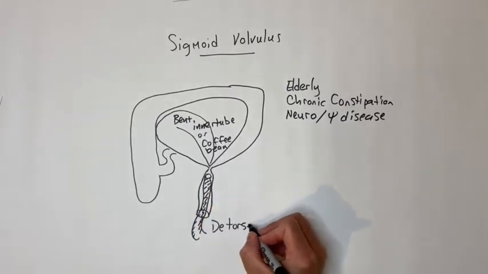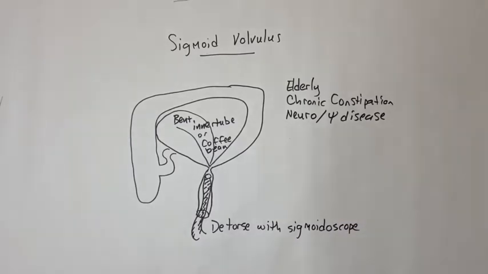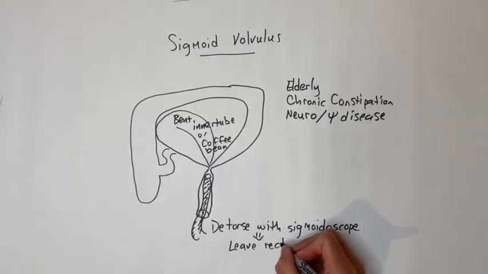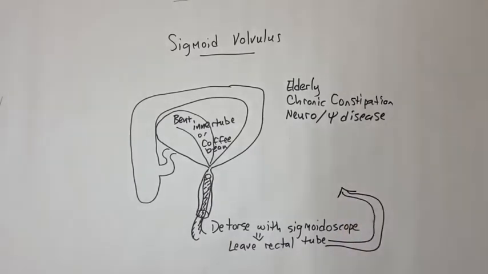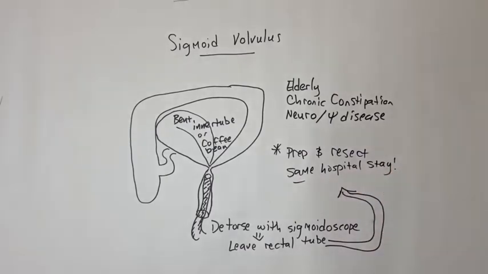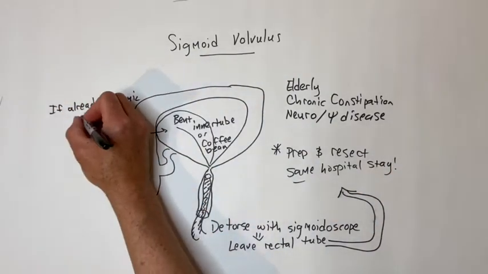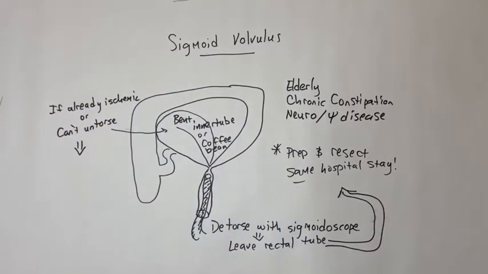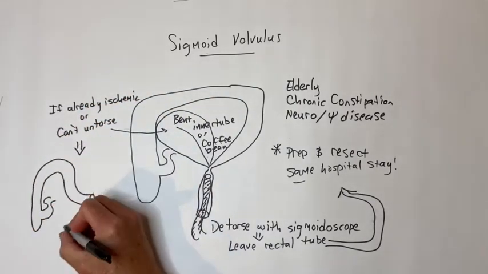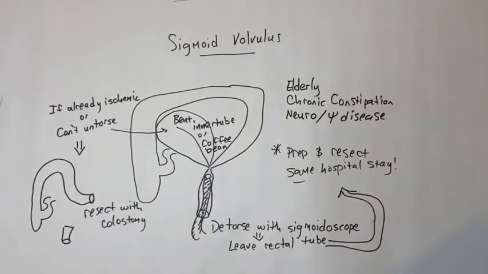If not septic or has peritonitis, try flexible or rigid sigmoidoscopy to detorse and then leave a rectal tube. Then prep the colon and try to do an elective sigmoid resection during the same hospital stay due to a high recurrence risk. If you cannot detorse or the patient already has ischemia or peritonitis, then take to the OR for sigmoid resection and end proximal colostomy.